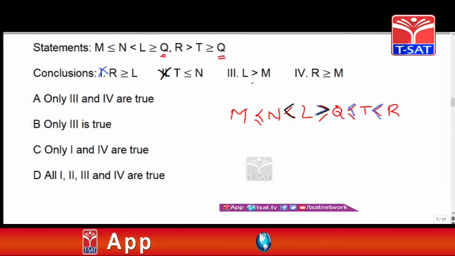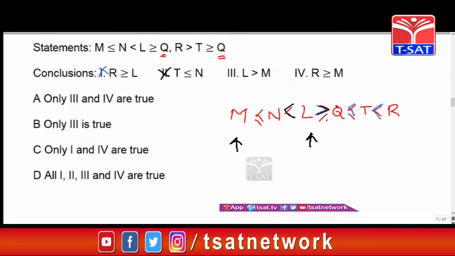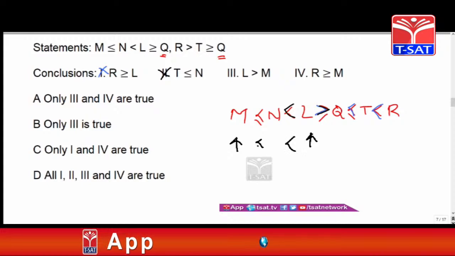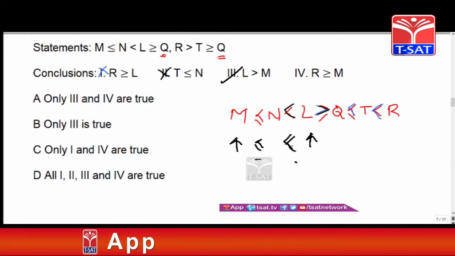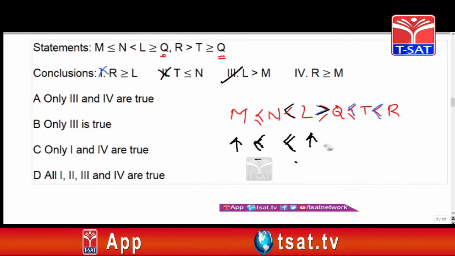Now let's see the third conclusion. L is greater than M. So we are having L and you are having M, and in between you are having a greater symbol. So you are having a greater symbol and you are having a greater than or equal symbol. So L is greater than M. Obviously L is greater here, L is greater here also. That is the reason conclusion 3 is correct, because see here the symbols are always towards L. So greater than symbol towards L, here also greater than or equal to symbol towards L. Then that particular conclusion becomes correct.